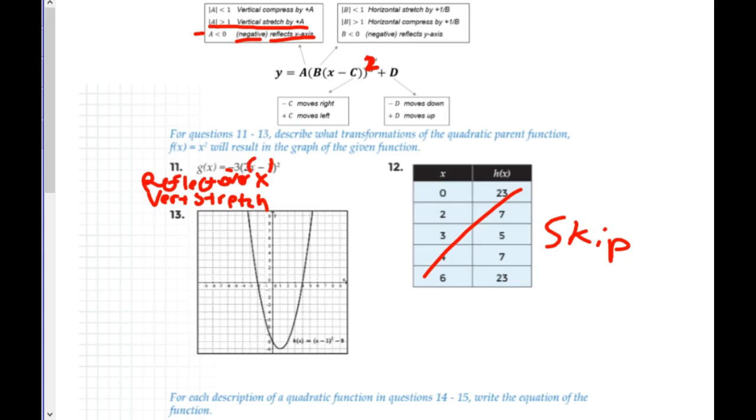If there were parentheses here, that 2 would mean it's a horizontal compress. The -1 would be right 1, and then there's no d value, so it doesn't go anywhere else. Okay, 13, there it is. So you can see how it went right 1, and then it went down 1, 2, 3, 4, 5, 6, 7, 8, 9.